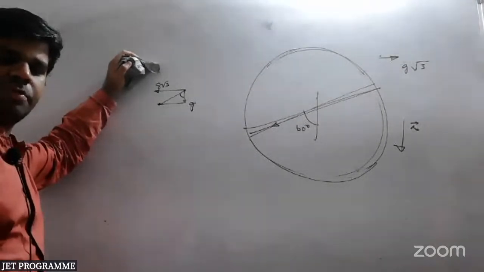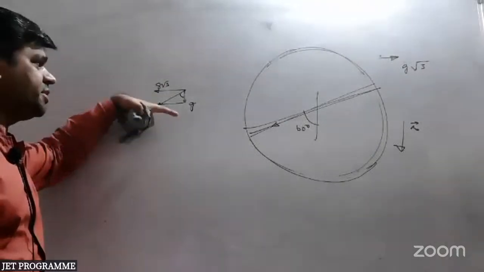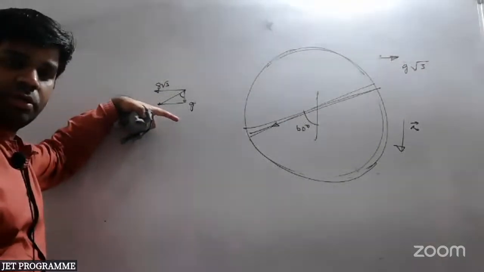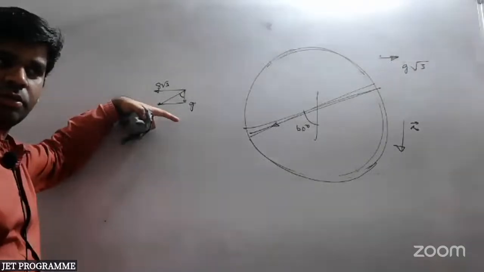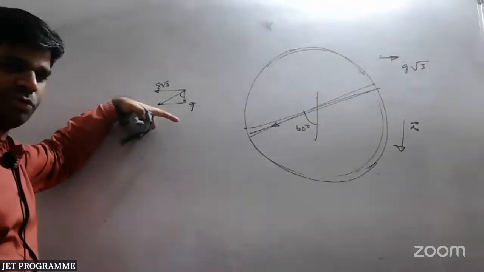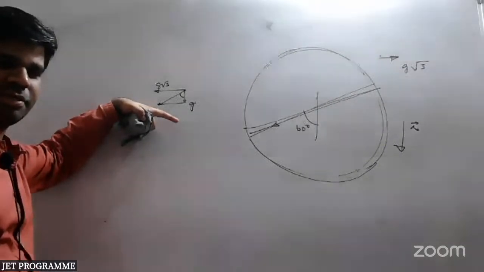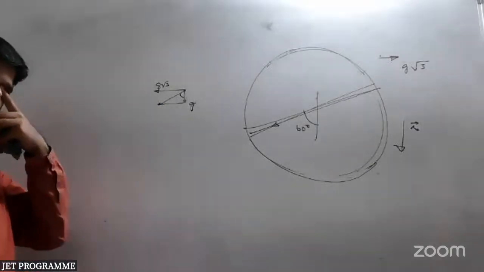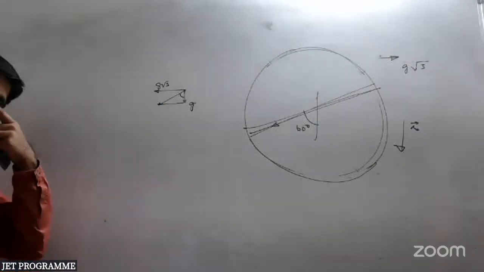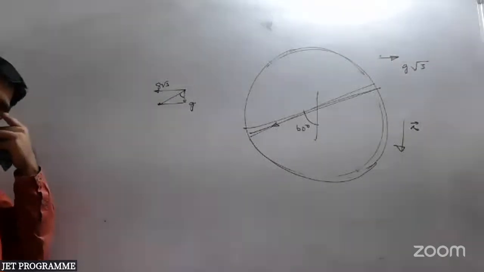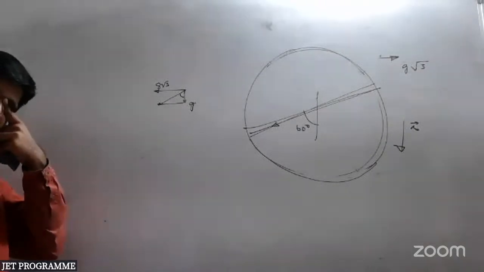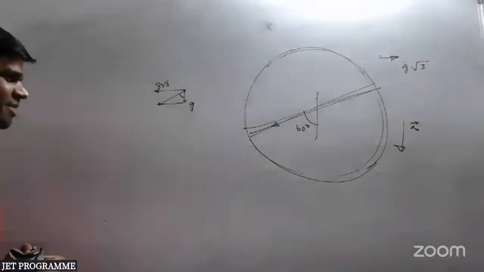Why are you taking so much time? One vector 4g square, sir. No, no, no. Think again. You are missing the root, under root. Yes, sir. Under root 4g square. It's 2g, sir. 2g.